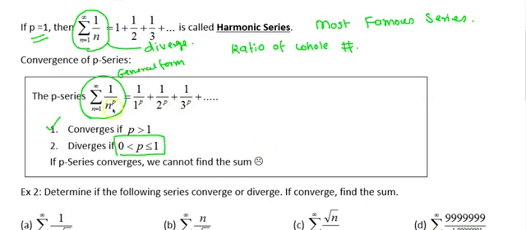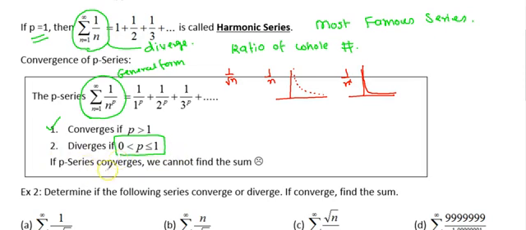If this becomes bottom heavy, again I'm talking about the improper integral. If you have 1 over n, it comes down slowly, slowly. If you have 1 over n squared, it comes down faster and converges. If you have 1 over square root n, which means the exponent is between 0 and 1, it is even slower than 1 over n. So that's why P greater than 1 converges, and P between 0 and 1 diverges.